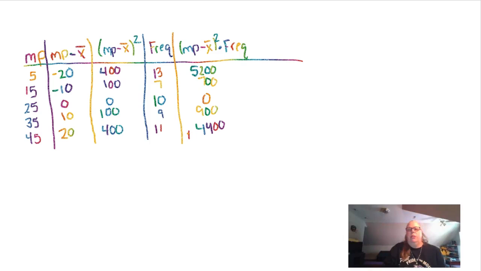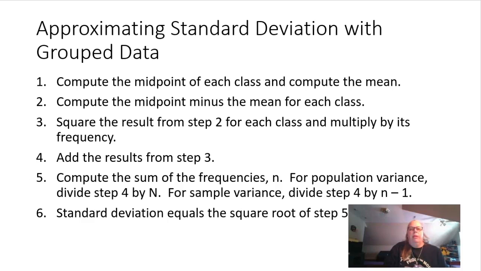And now I'm going to get two sums. I'm going to add this column here. I'm also going to add the frequency column because I'm going to need that when I go to figure out what my variance is. All right, so now I have my sum of frequencies to be 50 and the sum of the squares times the frequencies to be 11,200. Okay, the next thing we are supposed to do is divide. We're either going to divide by the frequencies n, or we're going to divide by n minus 1. It depends on whether we have a sample or a population variance.